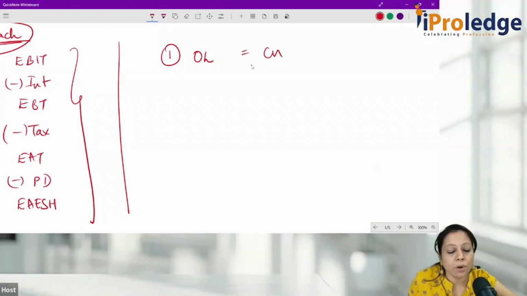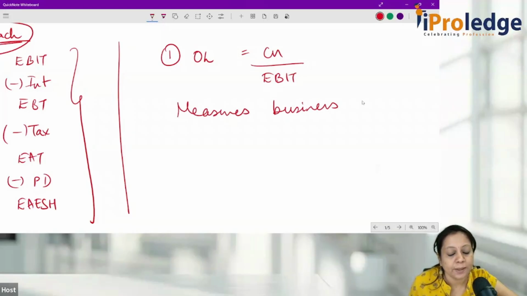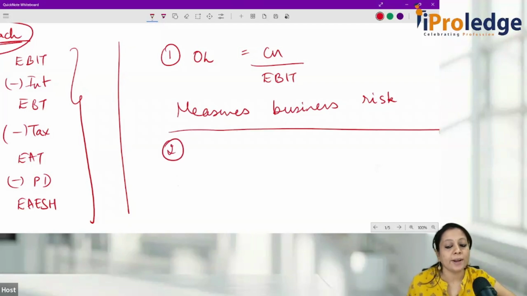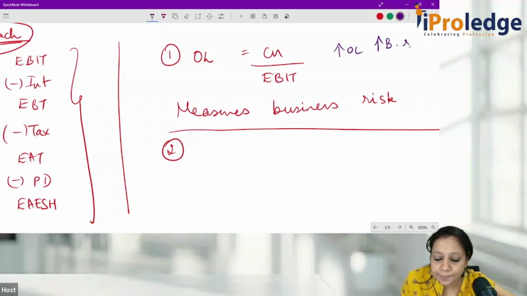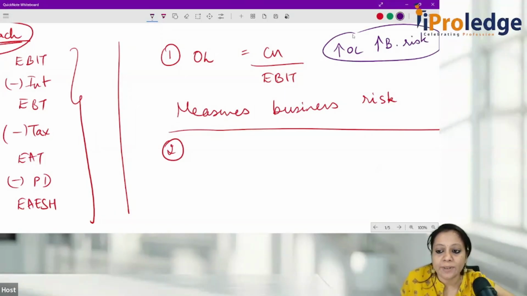Operating leverage is equal to contribution divided by EBIT. This measures the business risk. So it depends on the fixed cost. If the fixed cost is huge or the fixed cost is less, accordingly the operating leverage would change. And one more thing I would like to say, higher the operating leverage, higher the business risk.